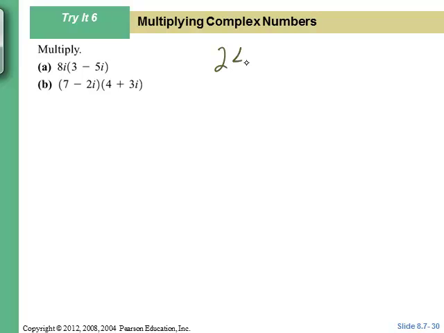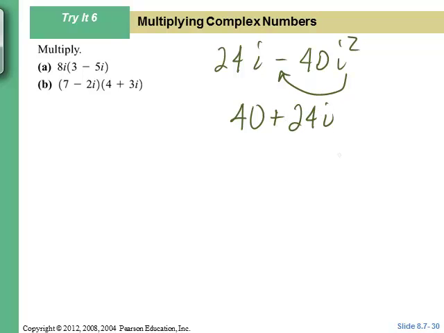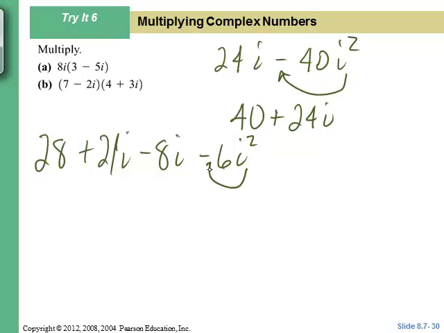This is 24i minus 40i squared, but i squared is negative 1, so that's positive 40 plus 24i. Firsts, 28. Outsides, 21i. Insides, negative 8i. Lasts, negative 6i squared. But negative 6i squared is the same as plus 6. 28 and 6 makes 34. 21 minus 8 is 13i.